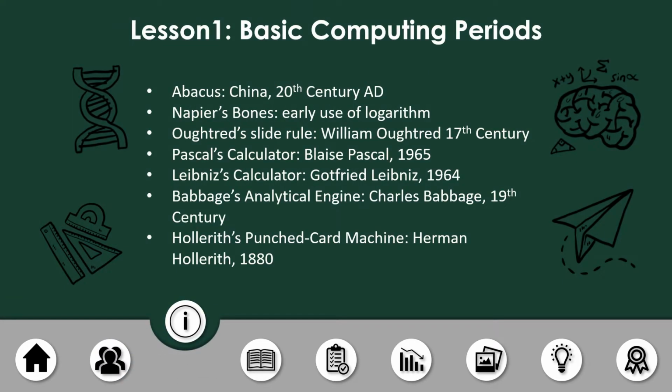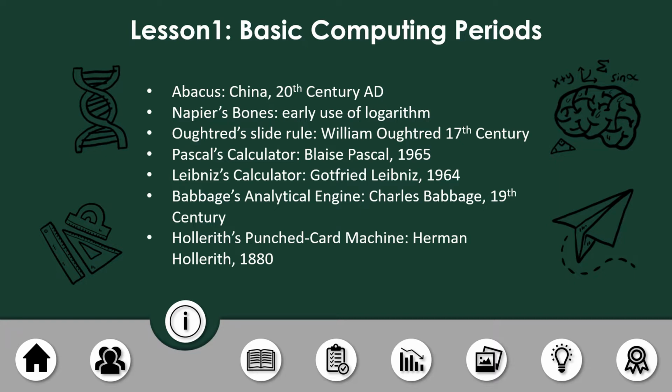So for our lesson one, we will be talking about basic computing periods. Under the computing periods, we've had many technologies that we've used, and the first ever technology used for computing is the abacus. It is not the very first, but it is the first organized technology. The abacus was developed in China during the 20th century AD. We all know that using the abacus we can perform basic operations.